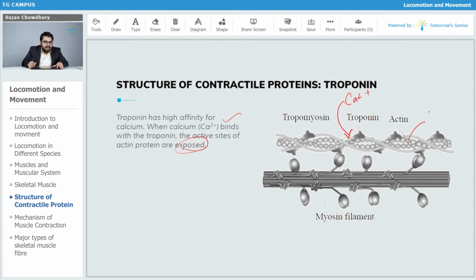So we will have an active site of the actin protein that will be exposed for functioning.